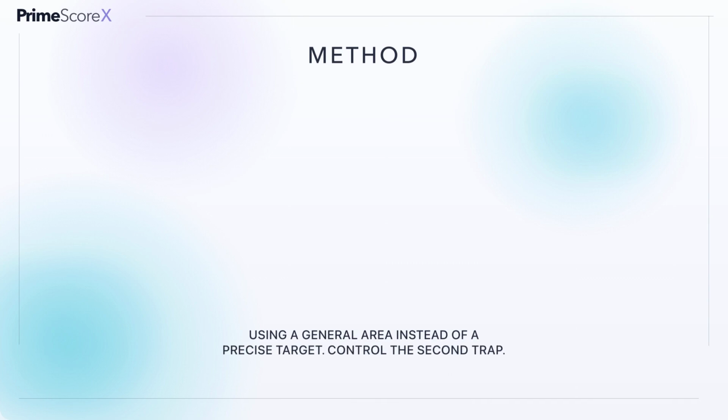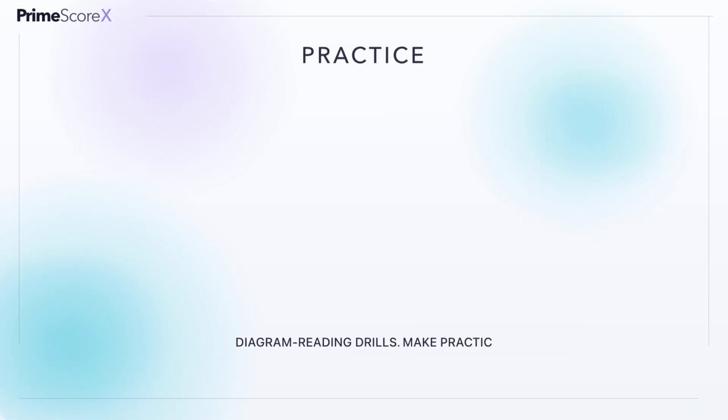The second trap is using a general area instead of a precise target. This trap is dangerous because it feels like effort. You may be reading, calculating, or reviewing, but not in a way that changes the answer. A better move is to define the decision, make the best supported choice, and protect the rest of the section.